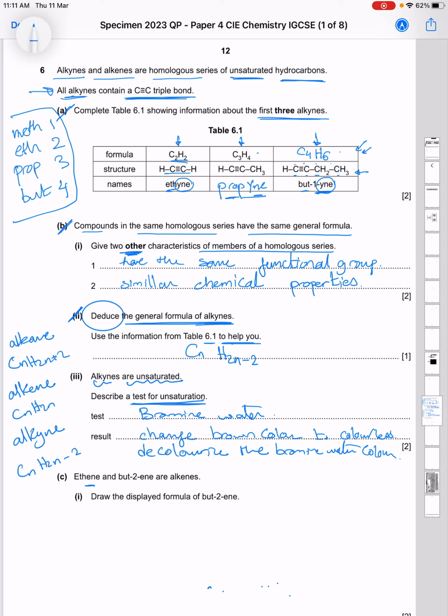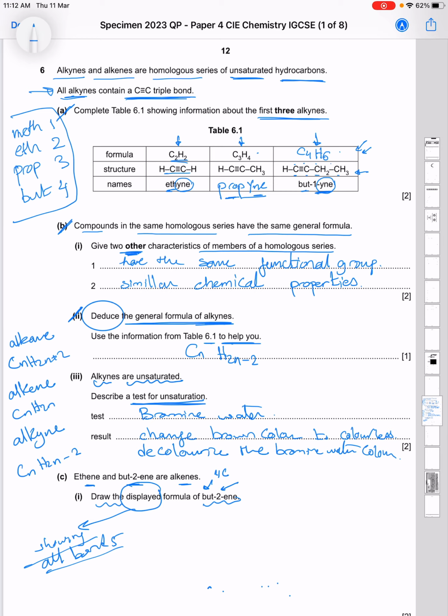Now, ethene and butene are alkenes. Draw the displayed formula for butene. Displayed formula is the formula that is showing all bonds. Don't forget this. Displayed formula is the formula that is showing all bonds. And butene, but means, let's move one by one. But means it has 4 carbon.